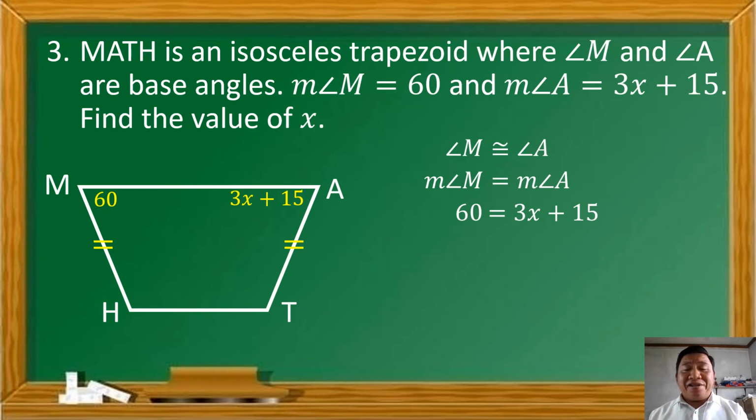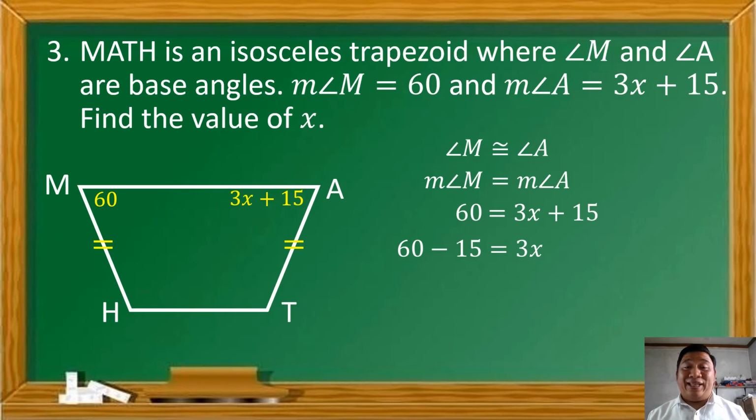Bakit si 15 ang itatranspose, hindi si 3x? Kasi pag si 3x ang tinranspose natin papuntang left side, magkakaroon tayo ng negative na numerical coefficient. So, para maiwasan ang pagkakamali, hindi na natin siya i-transpose. Ang itatranspose na lang natin si 15. Okay, so tandaan na, pag nag-transpose tayo, magbabago ang sign. So, si 15, ililipat natin papuntang left side of the equation. So, that would become 60 minus 15 is equal to 3x.